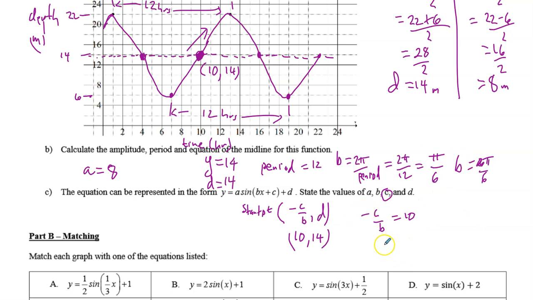So let's solve this equation for C. We'll multiply both sides by B, and then we'll multiply both sides by negative 1. So C is equal to negative 10B. So C is equal to negative 10 times pi over 6. We'll just keep this as an exact value. So we'll reduce the 10 over 6 and get negative 5 pi over 3. 10 divided by 6 is 5 over 3.